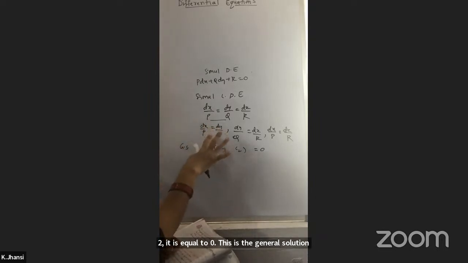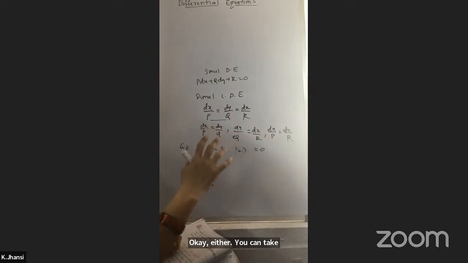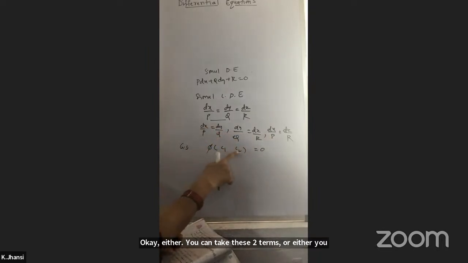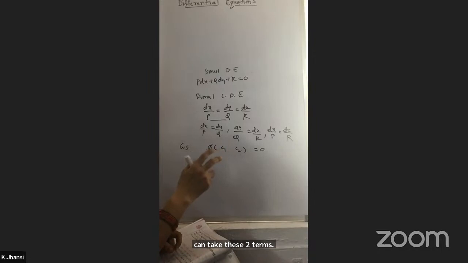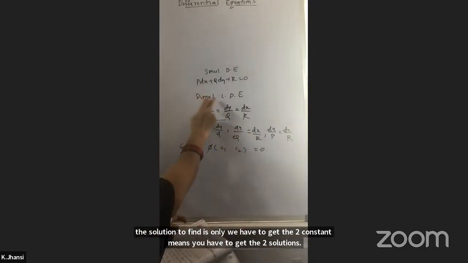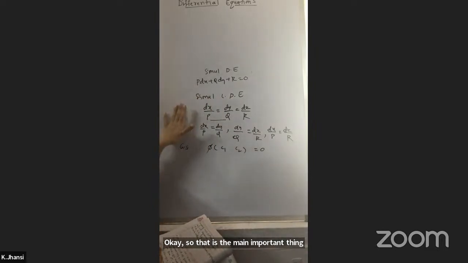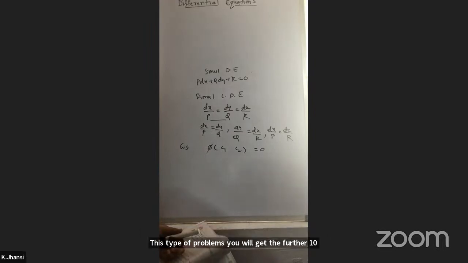Okay. Either you can take these 2 terms or you can take these 2 terms. But to find the solution, we have to get the 2 constants, meaning you have to get the 2 solutions. Okay. So that is the main important point in simultaneous linear differential equations. This type of problem you will get for the 10 marks question.